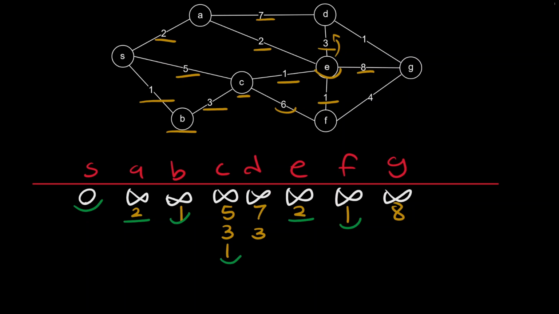And now we look back at our priority queue. We see F. Looking out from F, we see this new connection 4. So this 4 connection, looking at G, then 4.